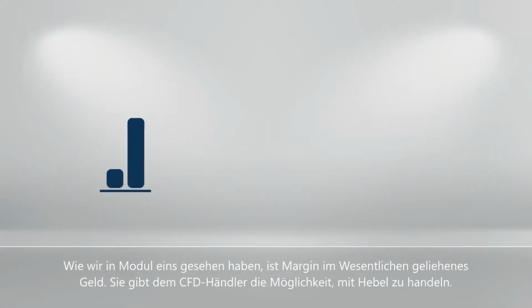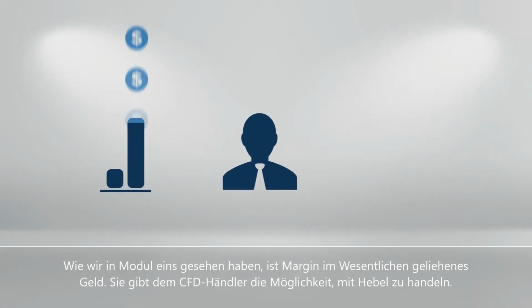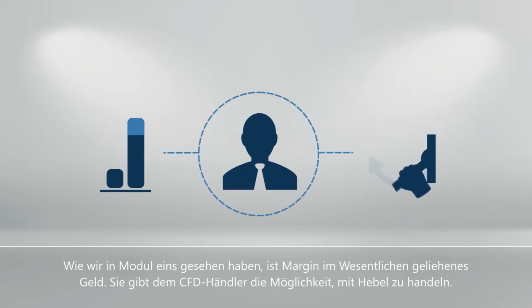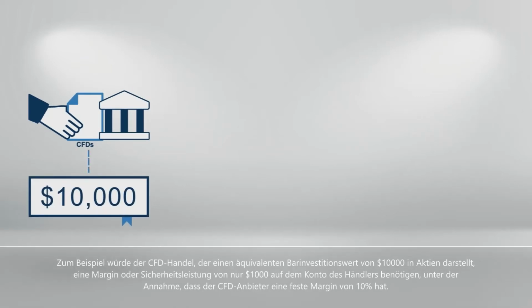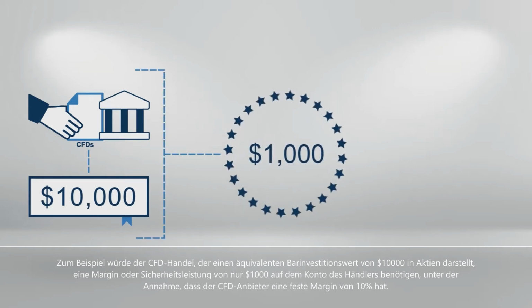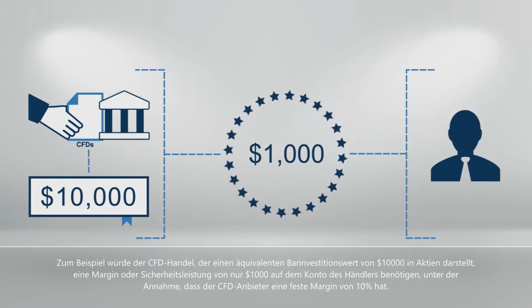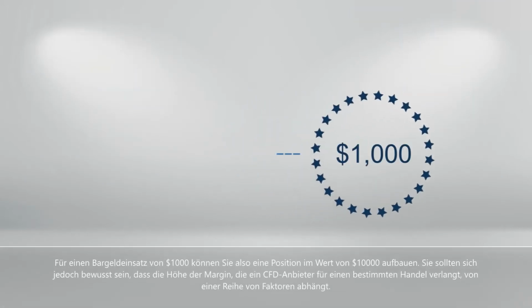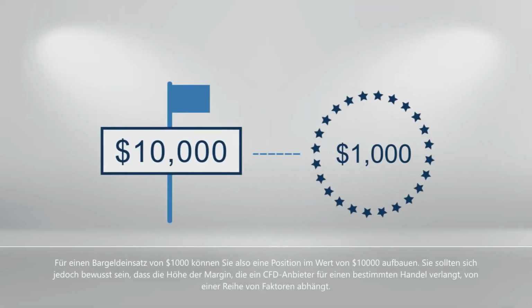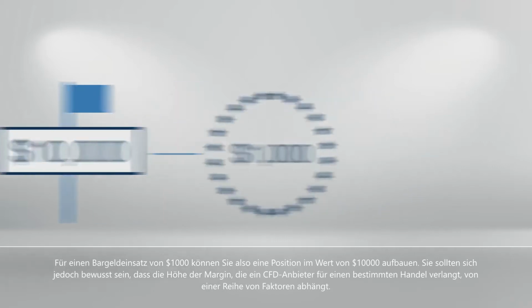As we saw in Module 1, margin is essentially borrowed money. It gives the CFD trader the opportunity to trade on leverage. For example, a CFD trade representing an equivalent cash investment value of $10,000 in a stock would require a margin or collateral deposit of only $1,000 in the trader's account, assuming the CFD provider has a set margin of 10%. So for a cash outlay of $1,000, you can establish a position worth $10,000.